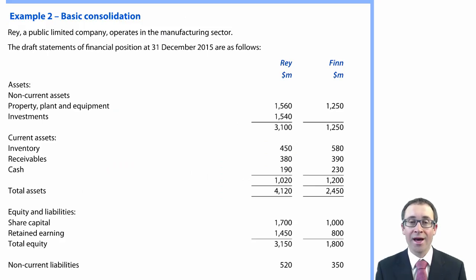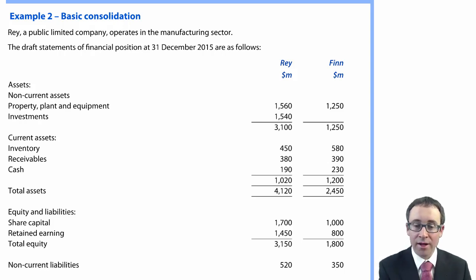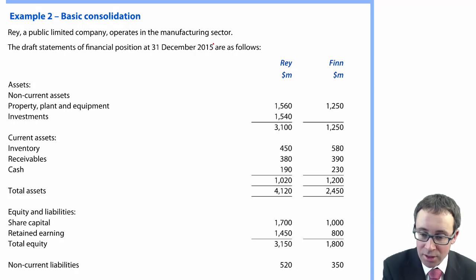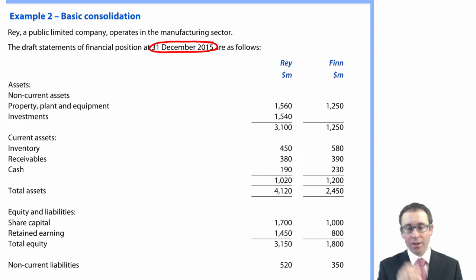So let's go through and have a look at the example to do with basic consolidation. What you've got here, usual situation, says Ray, a public limited company operates in the manufacturing sector. The draft financial statements, the statements of financial position for December 2015 are as follows. You can see you've got Ray and you've got Finn.